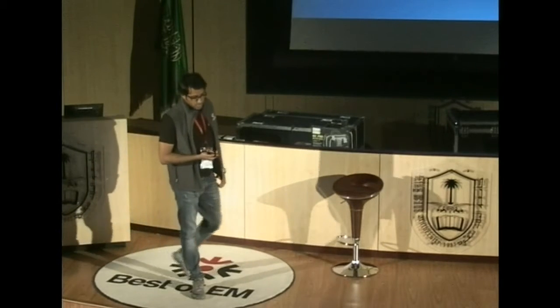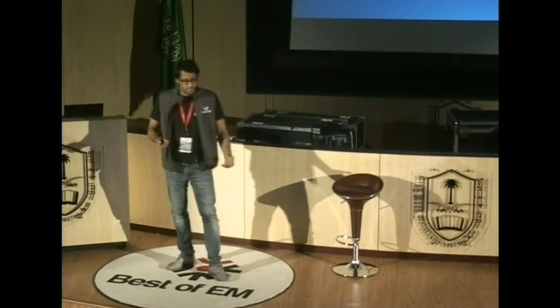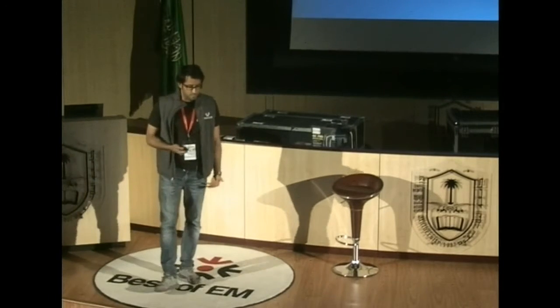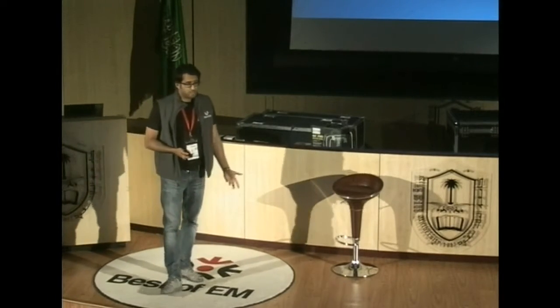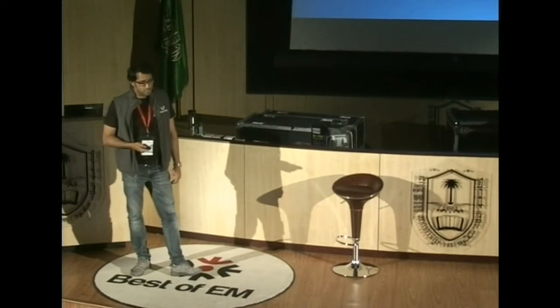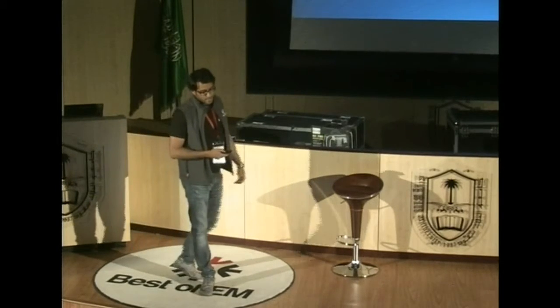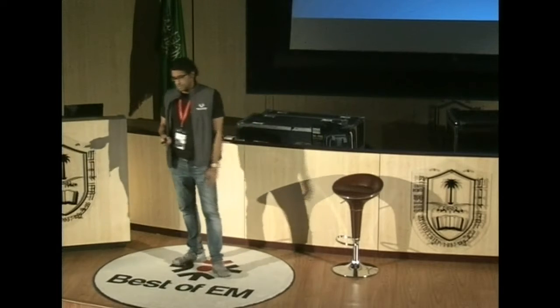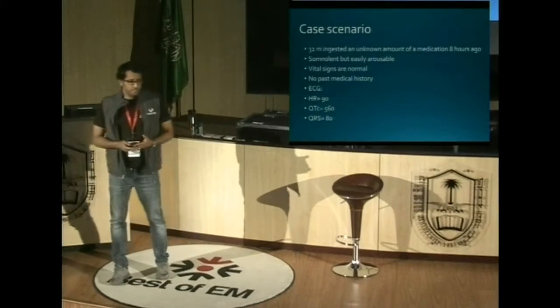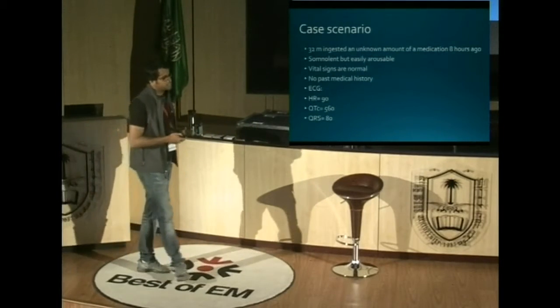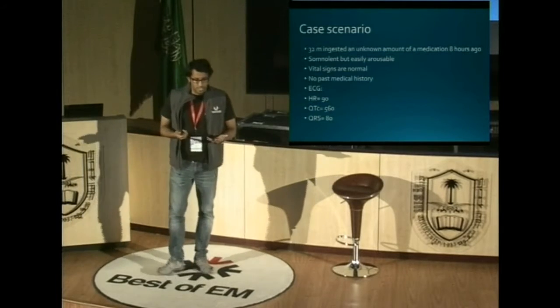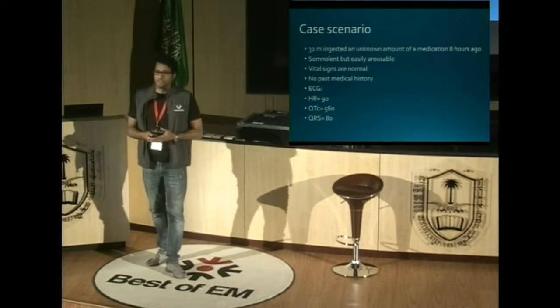So the usual overdose patient: a 32-year-old male ingested an unknown amount of a medication 8 hours ago, and comes to your emergency room. He's somnolent, but arousable. His vital signs are normal. You do an EKG, and you find he has a QTc of 560. We all have encountered these situations.